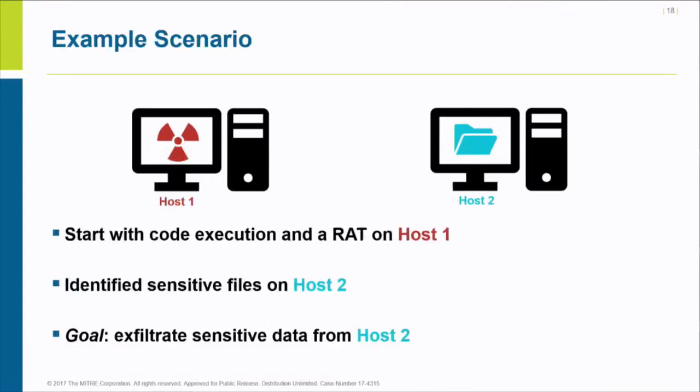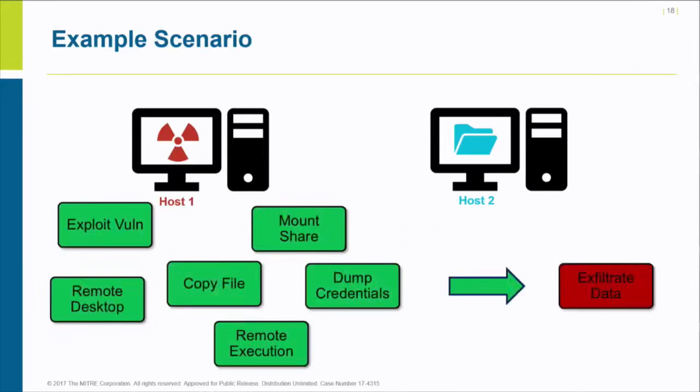So to kind of motivate some of the things I'm going to talk about, I'm going to take a very, very toy, simple example. Let's say you've got host 1 and host 2. I've got a RAT running on host 1. I've identified that there are some sensitive files on host 2, and I want to exfiltrate them. So I might have this bag of TTPs: exploiting a vulnerability, mounting a file share, copying a file, remote desktop. The question is, how do I arrange these different TTPs into my goal? How do I chain them together to exfiltrate data?